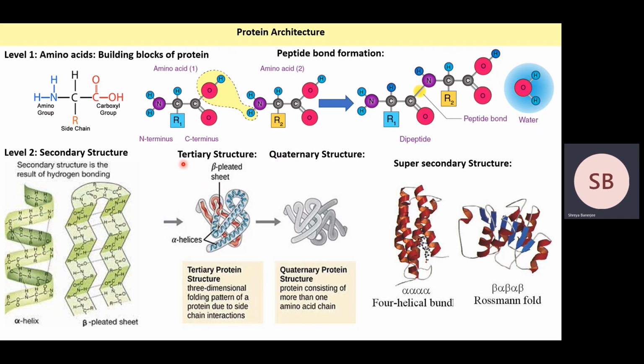Now, in addition to tertiary structure, there is sometimes what is called super secondary structure. Examples of these are if we have a bundle of 4 helices represented by 4 alpha symbols, that is a 4 helical bundle super secondary structure. Or there can be alternate beta and alpha folds, which is called a Rossmann fold, and it is also an example of a super secondary structure.